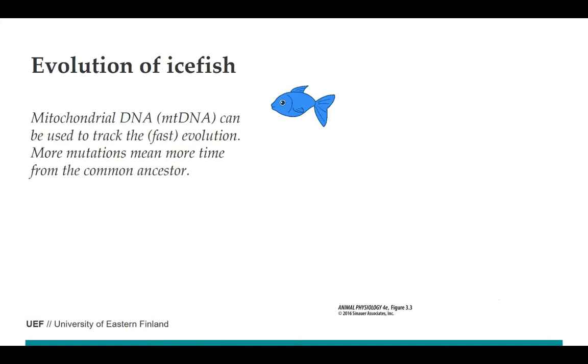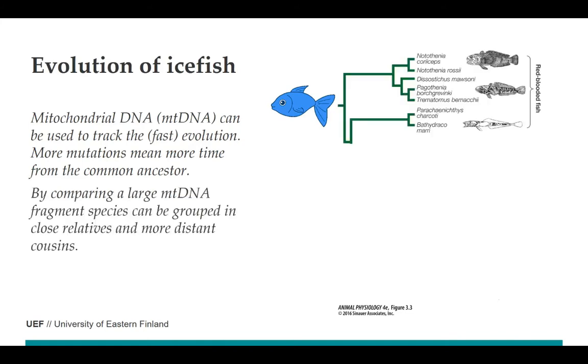The good point also is that mitochondrial DNA has nothing to do with hemoglobin. If species are very close to each other, then there's a short time from the common ancestor. But if they have a lot of differences in this mitochondrial DNA, then there is more time from the common ancestor. When comparing different species, we can build a family tree based on these genetic differences, and place these species into close relations or more distant cousins.